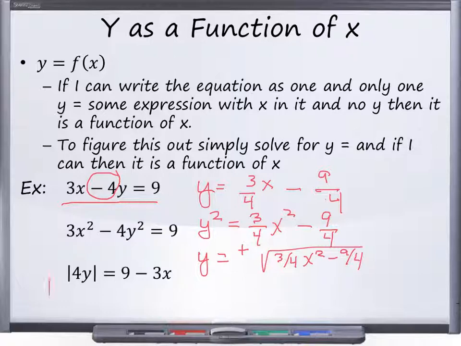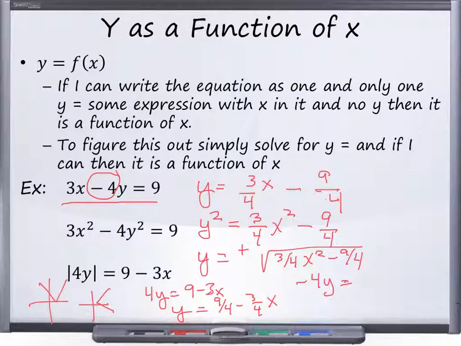Here I have absolute value. Remember that absolute values were v-shaped functions. Now I have the absolute value over the y, so it's going to be this direction. So I have to split absolute values into two pieces. So I have 4y equals 9 minus 3x, which is going to give me y equals 9 over 4 minus 3 over 4 x. But I also can put a negative inside there. So I also have to split this into a minus 4y equals 9 minus 3x. Well, this is going to give me negative 9/4 plus 3/4 x.